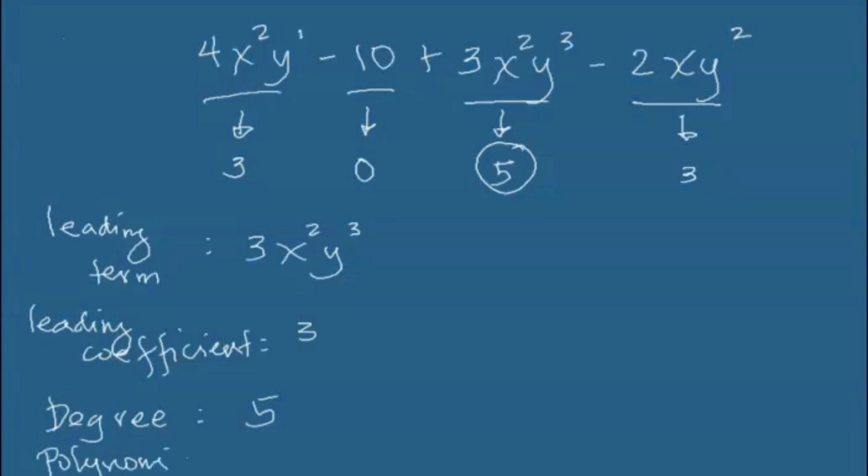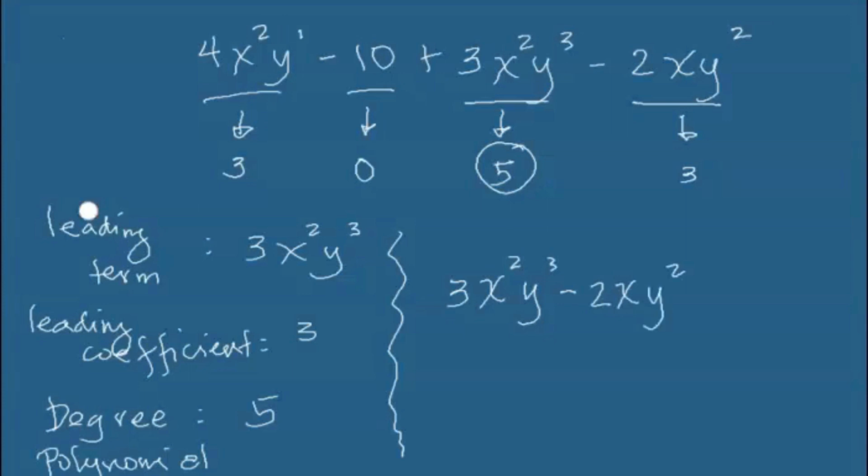Okay, so let's write this polynomial in standard form, starting with our leading term. So that's 3x squared y cubed plus negative 2xy squared, so minus 2xy squared, and then plus 4x squared y, and the last term minus 10.